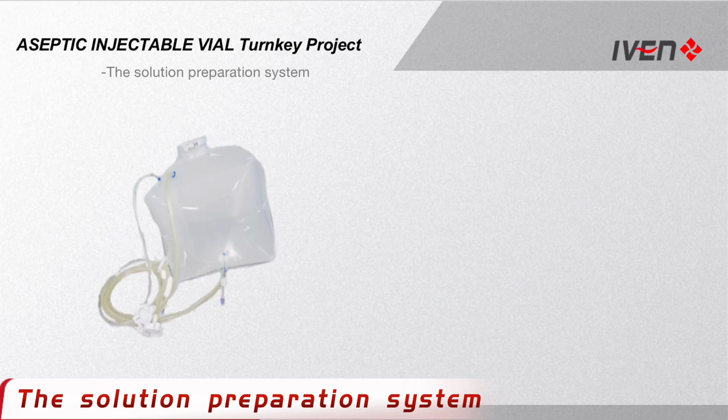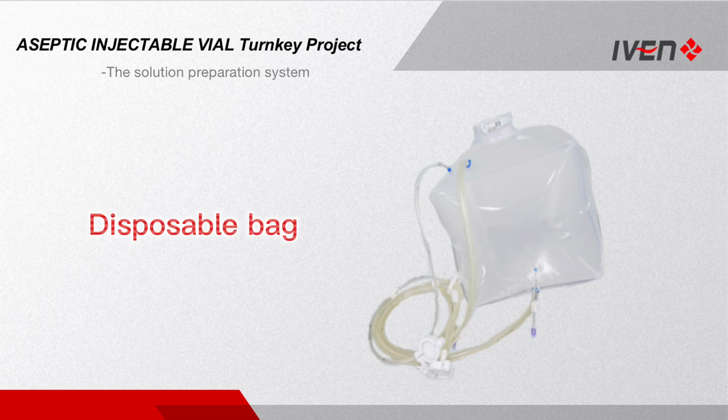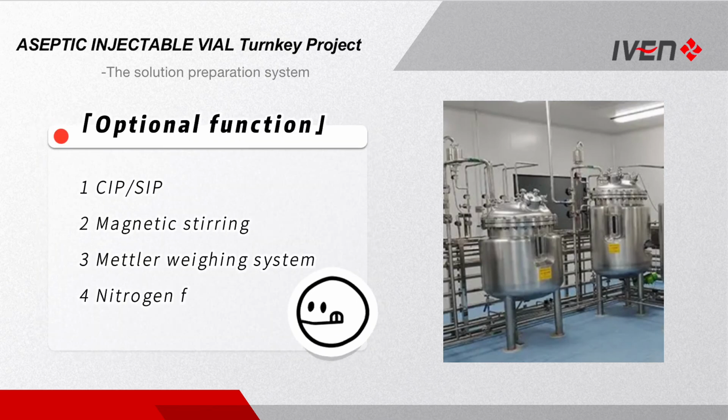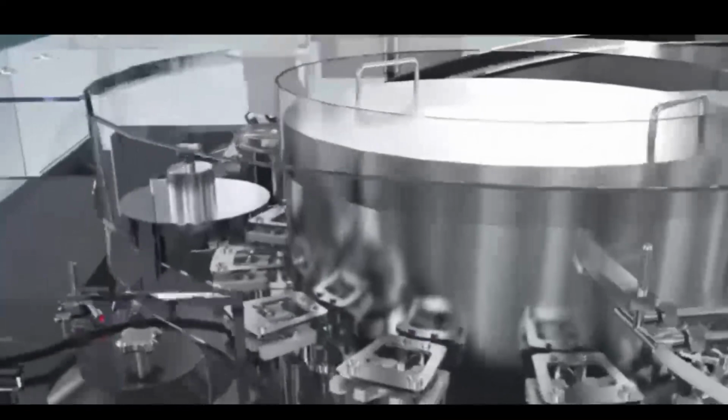For the solution preparation, nowadays there are mainly two kinds. The first is disposable bags, and the second is stainless steel tanks. For the stainless steel tank, we have optional functions like CIP, SIP, mechanical stirring, a venting system, and nitrogen flush function for some special products. We'll go on to the assembly of the injectable vial washing machine.